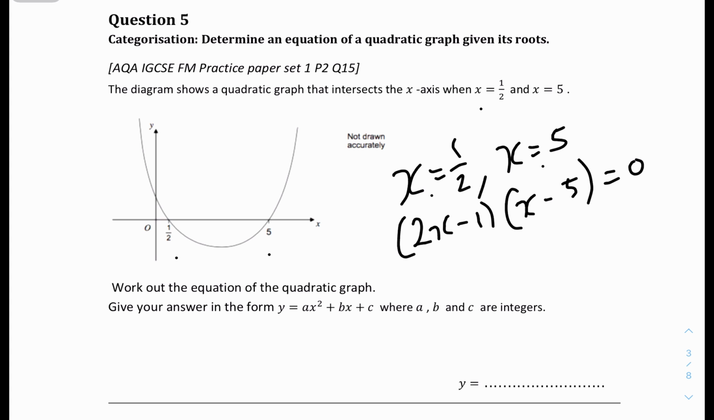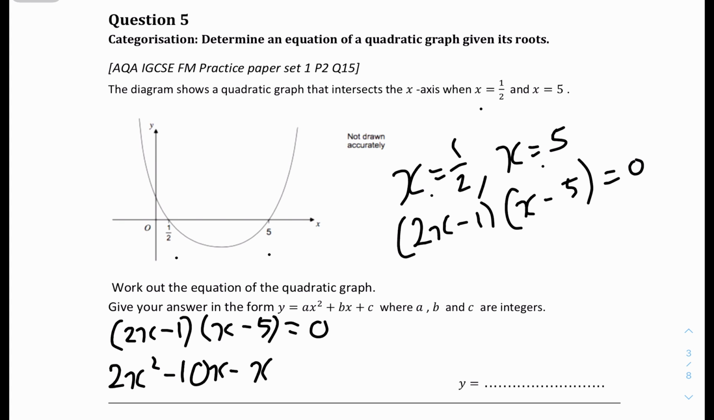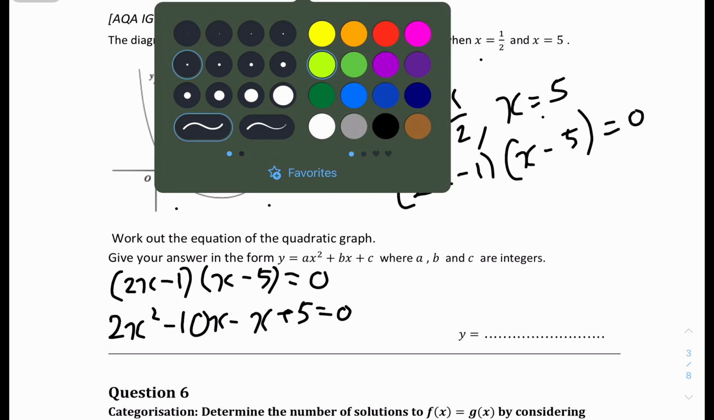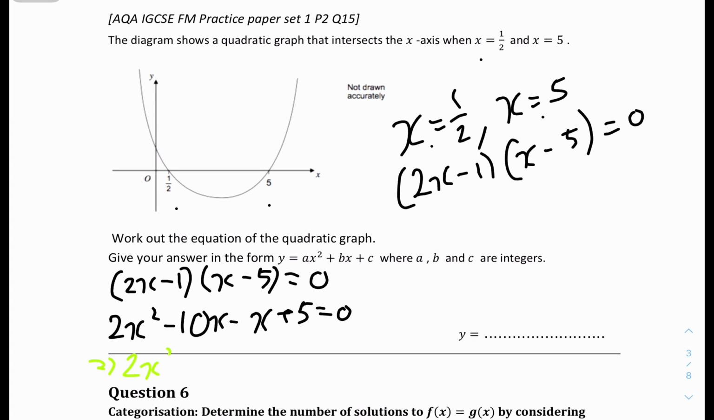So when we have the two brackets, let me just write it out here. (2x minus 1)(x minus 5). We can just times everything out to get 2x squared minus 10x minus x plus 5 equals 0. And what we do is that we just simplify the equation to get 2x squared minus 11x plus 5 equals 0. And that's the final answer. Equals y. So y equals 2x squared minus 11x plus 5.